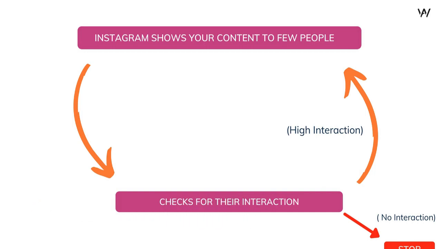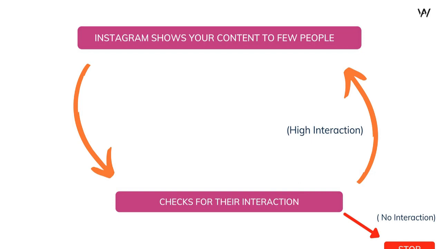And if it detects high interaction, it would go back to the first step and show it to more people. And the cycle keeps on happening until it detects no interaction. When it reaches that stage of no interaction, it would stop showing your contents to more people. So I think this is the best diagram to help you understand how the algorithm works compared to the previous diagram. So I hope you understood how the Instagram algorithm works.